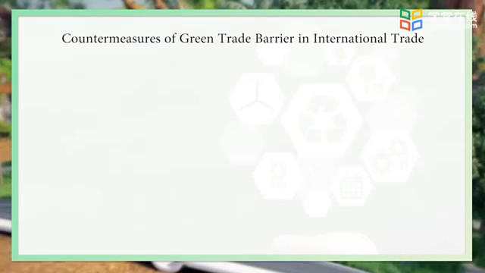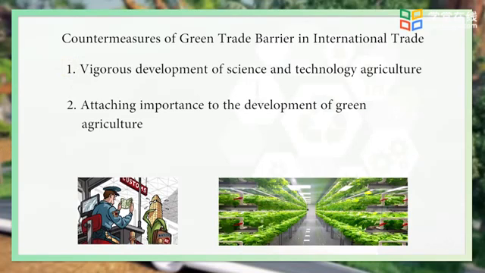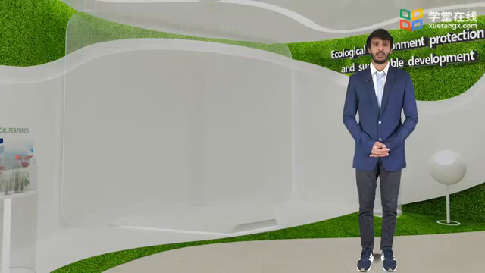Countermeasures of green trade barriers in international trade include: number 1, vigorous development of science and technology agriculture; number 2, attaching importance to the development of green agriculture; number 3, producing green agricultural products. Number 1, vigorous development of science and technology agriculture.